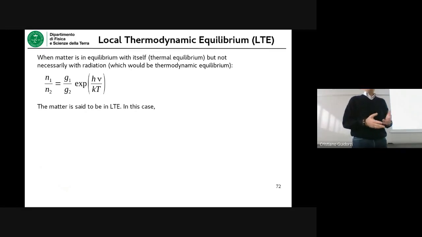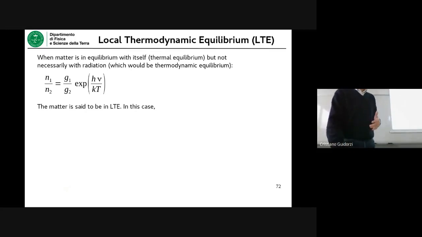So in a given context, for example, when matter is in thermal equilibrium, but not necessarily with radiation, so thermal equilibrium, but not necessarily thermodynamic equilibrium. Nevertheless, as long as matter is in thermal equilibrium, you know the ratio, because you can exploit the Boltzmann distribution, and you know the ratio between N2 and N1. And you know that in that case, the source function is the Planck function, Kirchhoff's law.